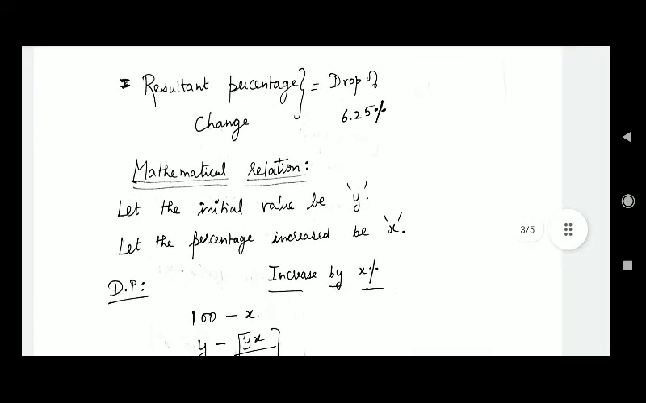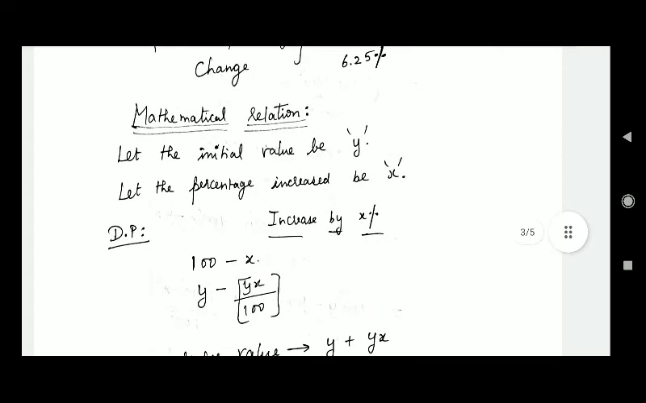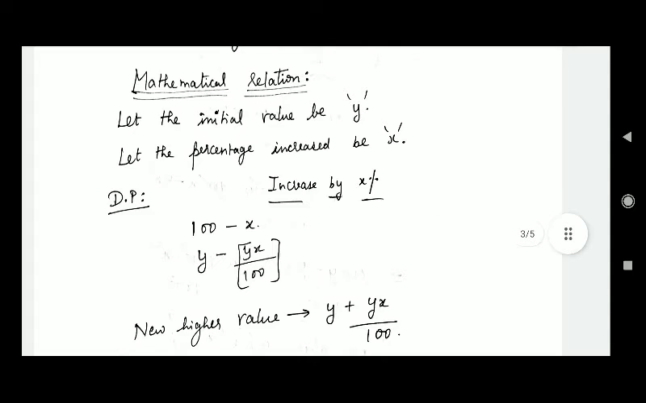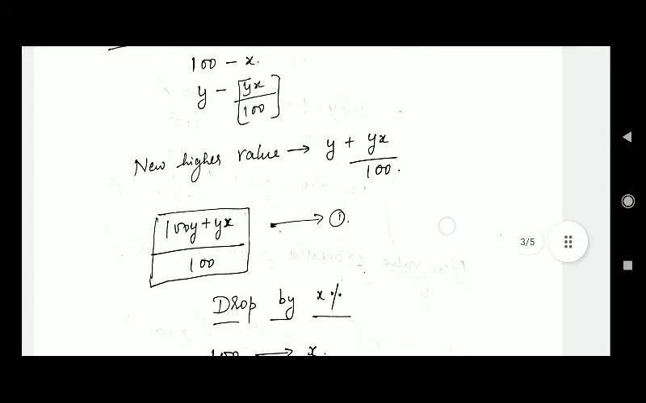Now let us frame a mathematical relation. Let the initial value be y, let the percentage increase be x. So when we increase a value by percentage x, for 100 it is x, for y the absolute quantity that is being raised will be yx by 100. So simply add this yx by 100 term to the original value y. So y plus yx by 100 gives our new value. So the 150 that we saw in our example, from 120 we raised to 150, from y it is getting raised to this new value y plus yx by 100.